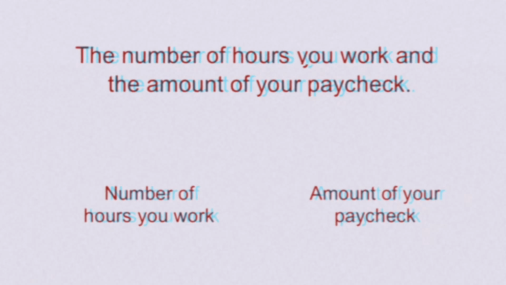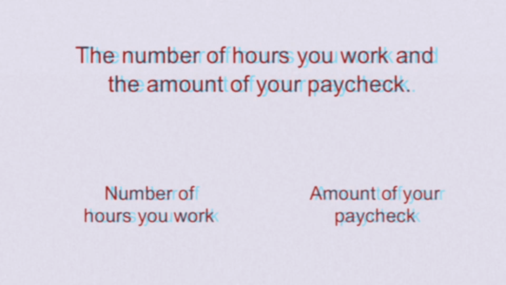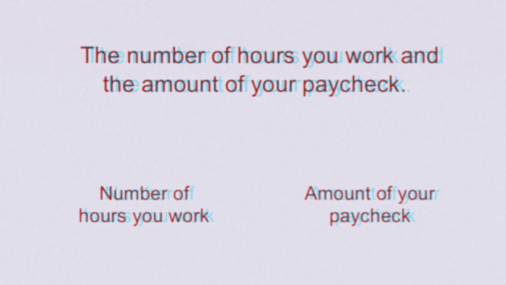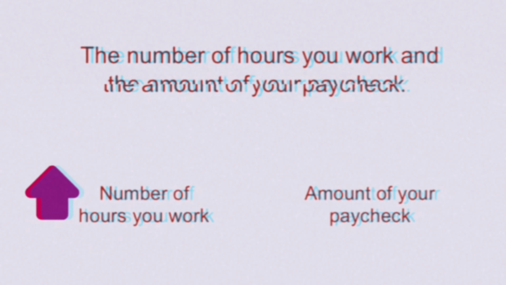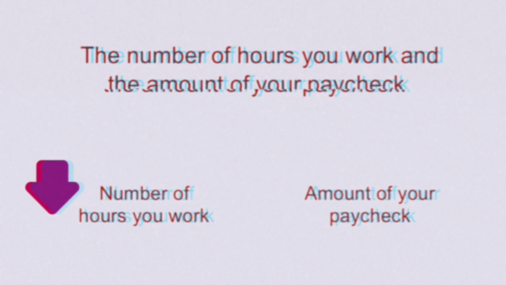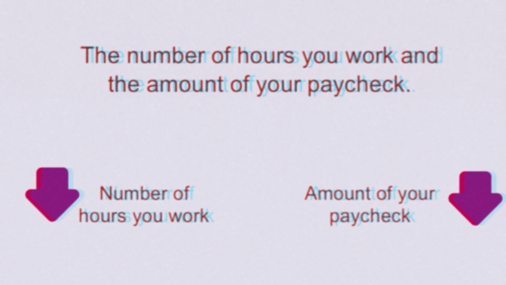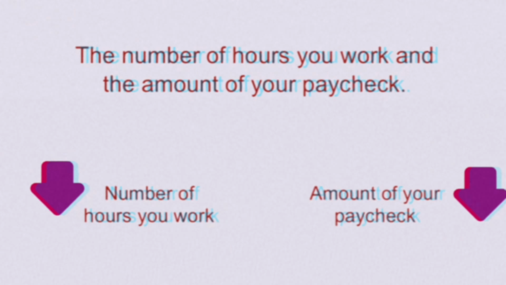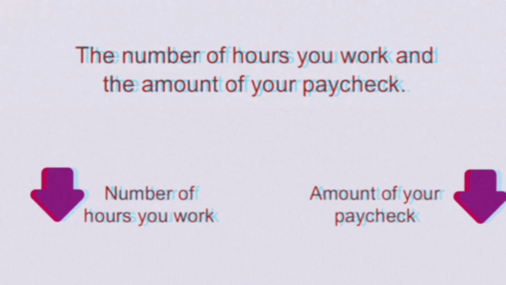The number of hours you work and the amount on your paycheck are directly proportional to each other, which means that if you work more hours, then you get more money. On the other hand, if you work fewer hours, then you get less on your paycheck. So again, the number of hours you work is directly proportional to the amount of your paycheck.